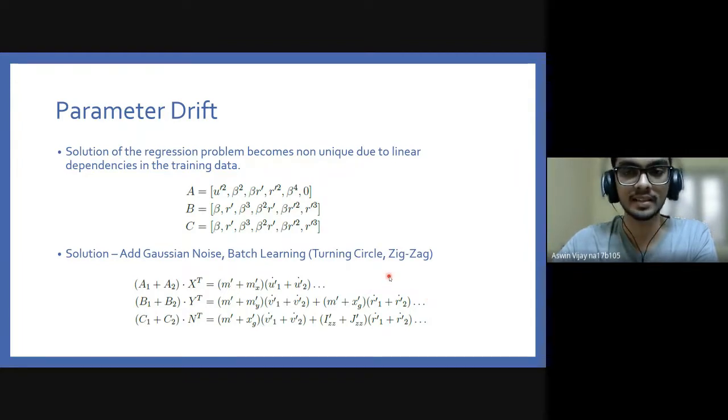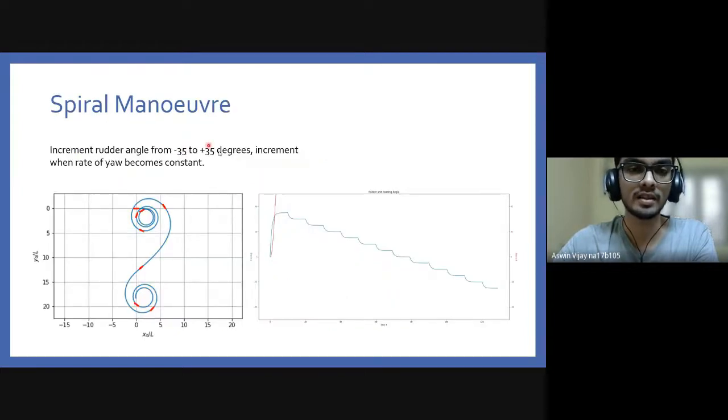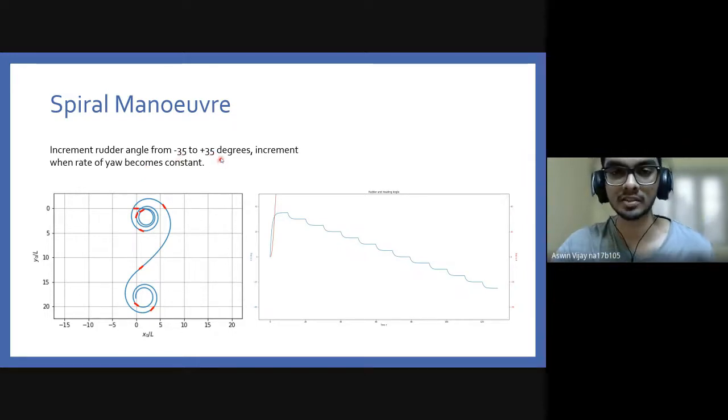Something new that I have tried this time is to add one more maneuver in, which is the spiral maneuver. Now in the spiral maneuver, the resulting trajectory looks like this. I start the ship at 0 with some velocity, then I go from minus 35 degrees to plus 35 degrees in increments of plus 5 degrees, and I increment by 5 when the yaw rate becomes constant. So if you look at the rudder, you can see it starts at minus 35 degrees, and when the rate becomes constant, I just increase it by 5 to minus 30, then minus 25, all the way to plus 35, and the resulting figure looks like this.